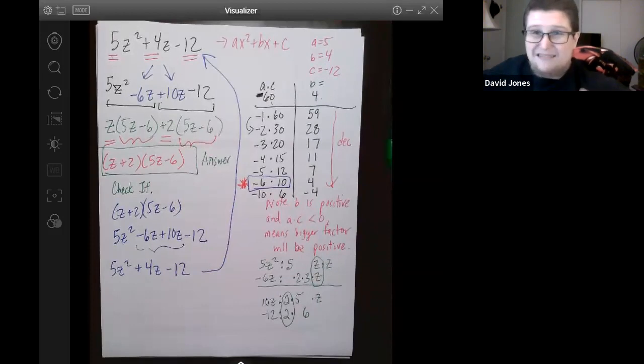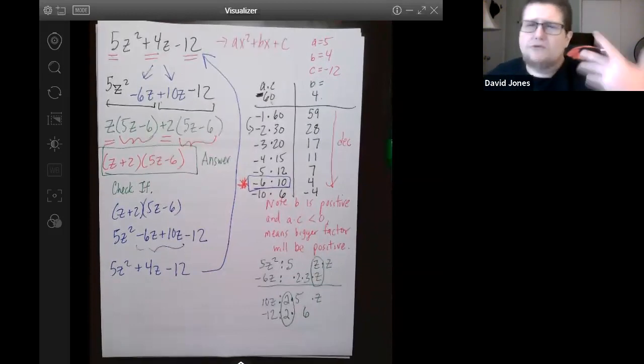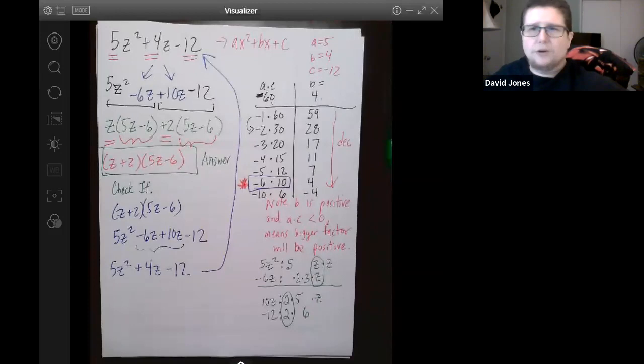If you do check it, and you should, and it doesn't get what you expect it to get, you made a mistake. Go back and find the mistake. Do not just try to force the numbers to work. If they don't do it right, you clearly made a mistake. Just look for the mistake. Don't just leave it and pretend like it's not there. Find it. So that's how this process works.